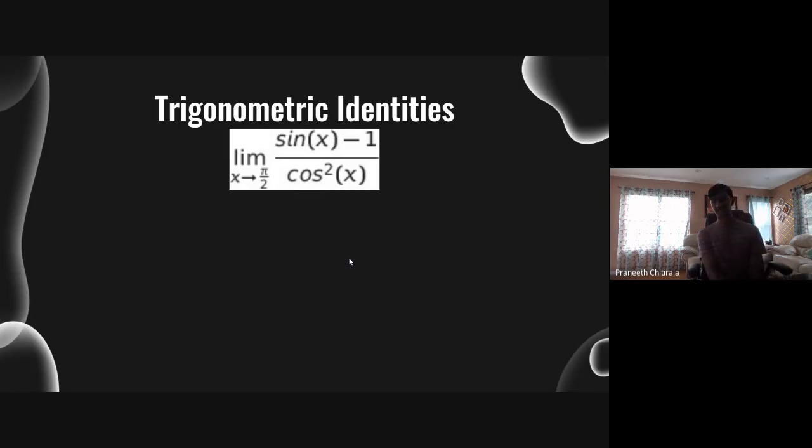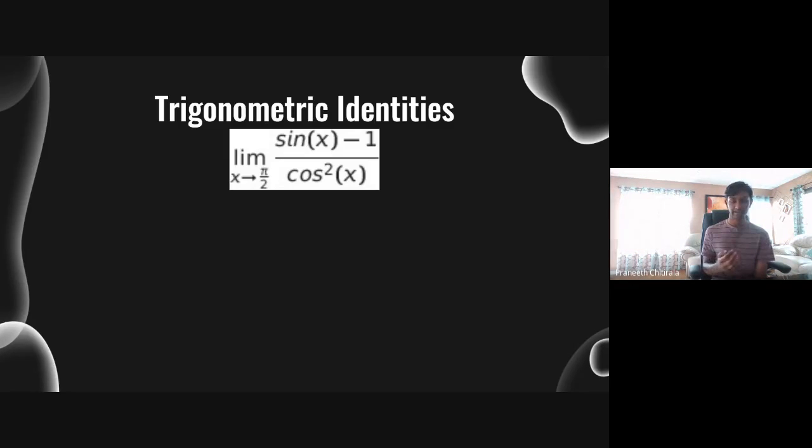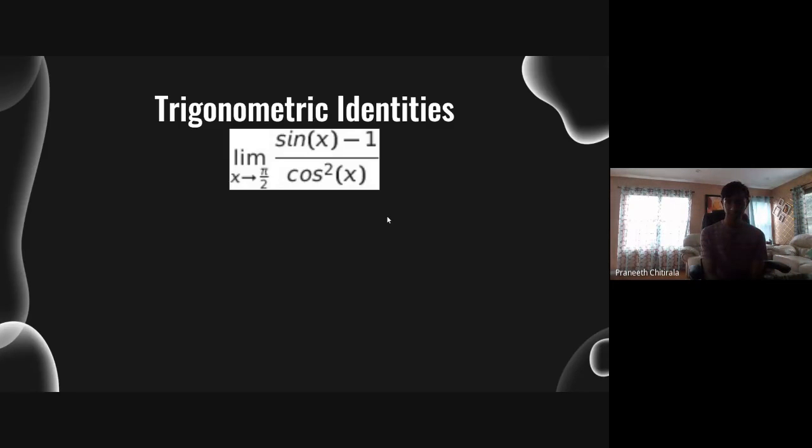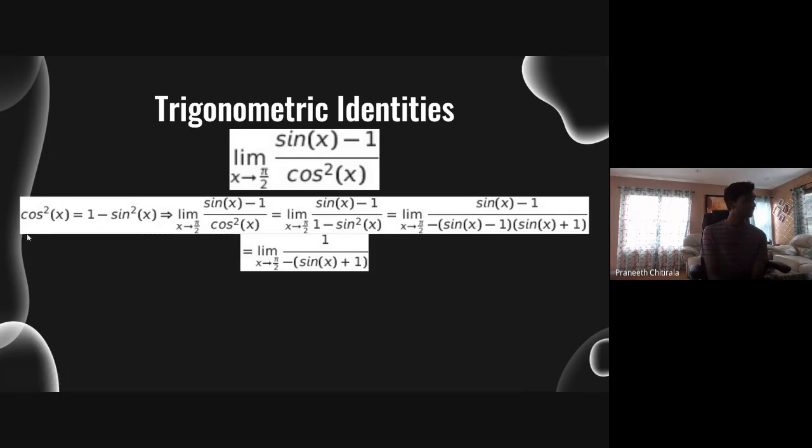Now, trigonometric identities, these ones are a little more complicated because you have to know which identity to use and when to use them. But let's use the simplest one, the Pythagorean identity. And this is just manipulated, but cosine squared of x is equal to 1 minus sine squared of x. So you could just substitute that for cosine squared of x.